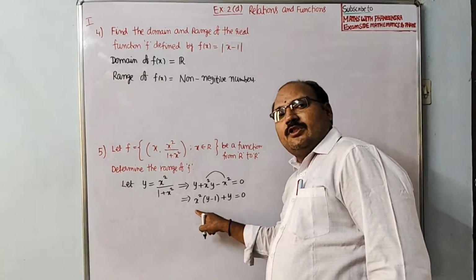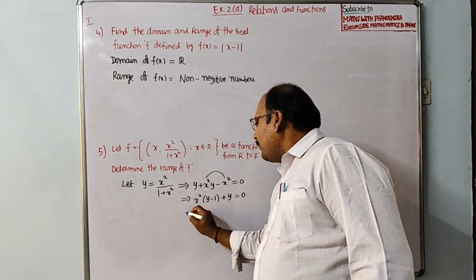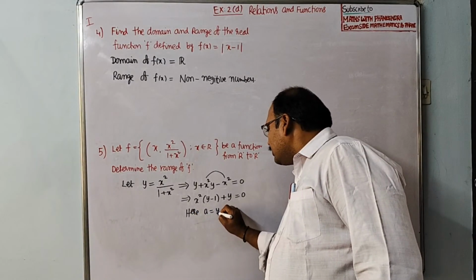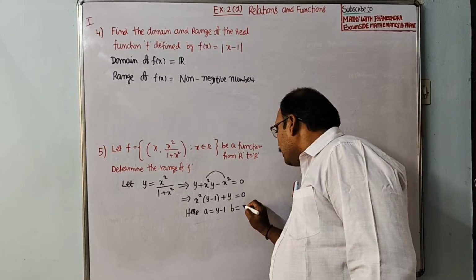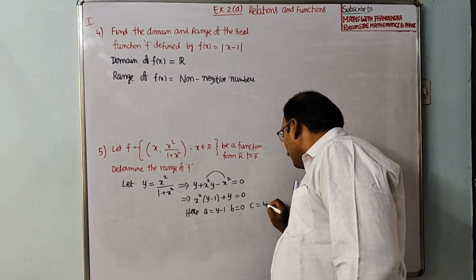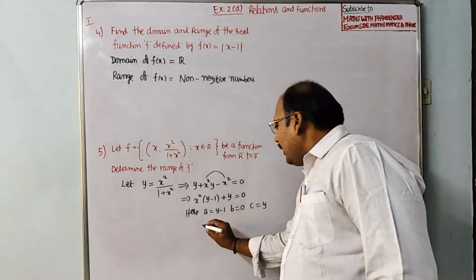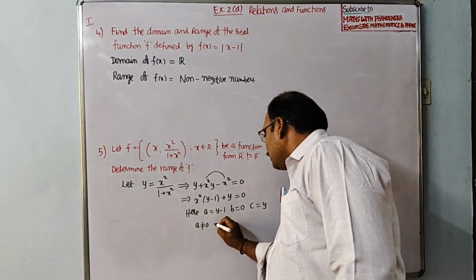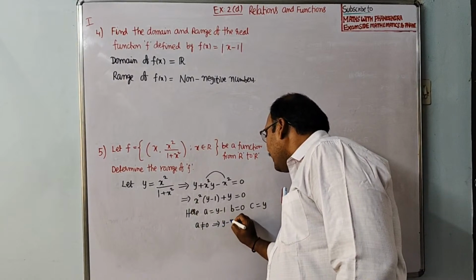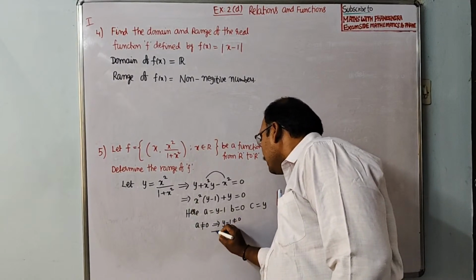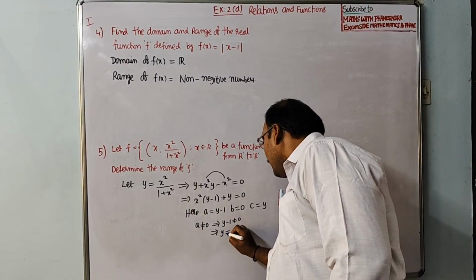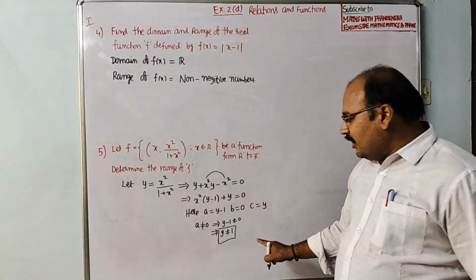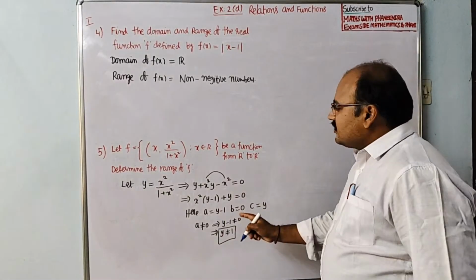This you have to compare with ax squared plus bx plus c. Here a equals y minus 1, b equals 0 and c equals y. We know that a cannot be equal to 0, otherwise it is not a quadratic equation. So a cannot be 0 means y minus 1 cannot be equal to 0. So bring the 1 to this side: y cannot be equal to 1. In the range itself, y cannot be 1.